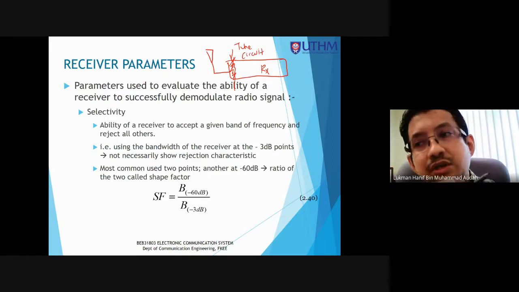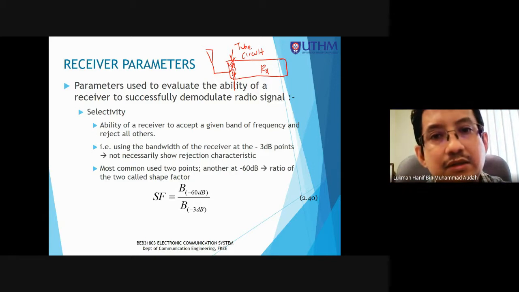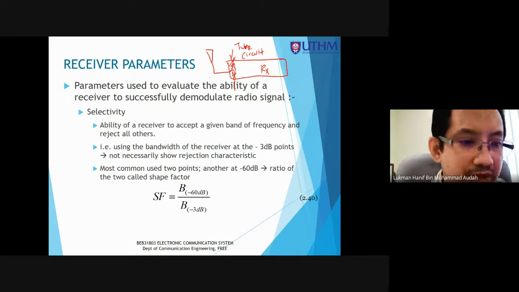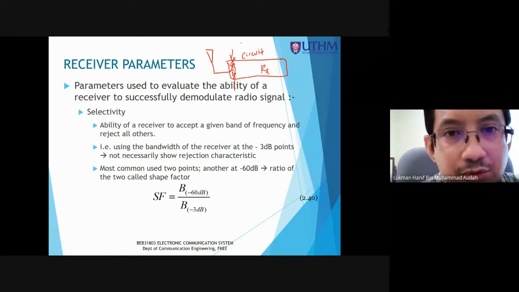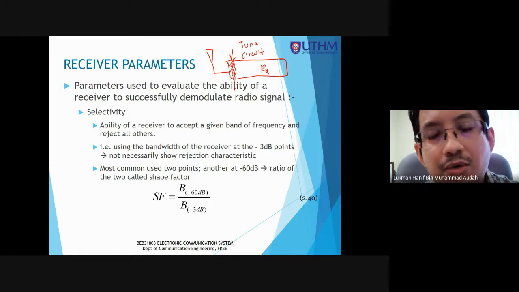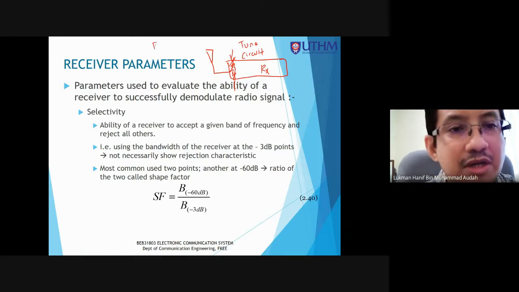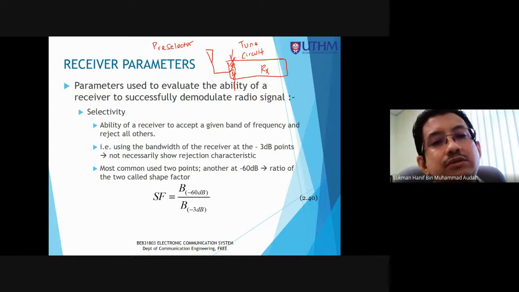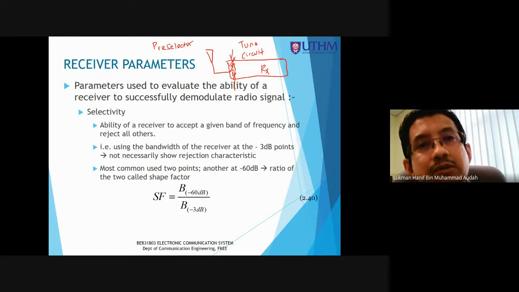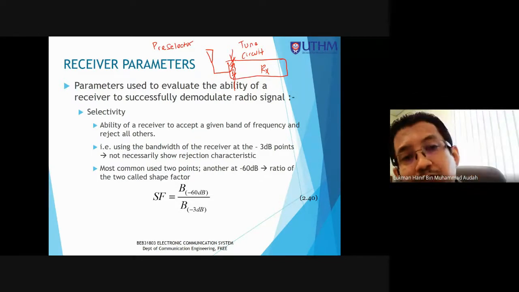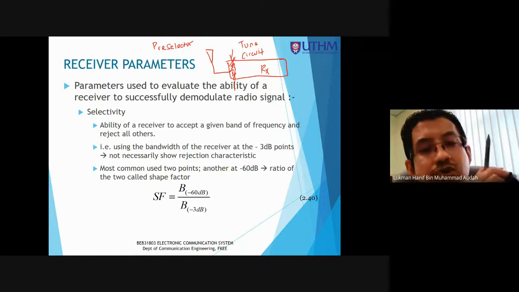So the tune circuit, T-U-N-E, or we also call it the pre-selector. Starting from this side, it explains the tune circuit or the pre-selector. The tune circuit consists of filtering circuits, whose job is to select a portion of the input signal that is received.